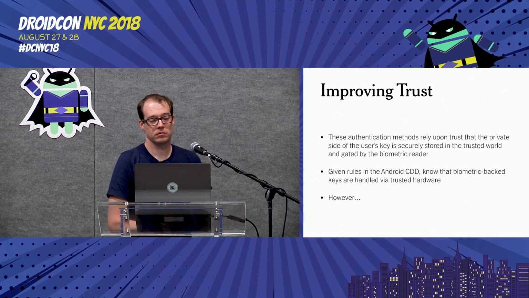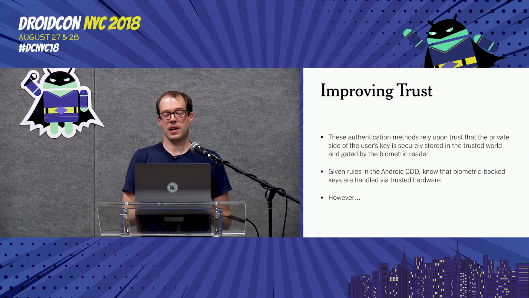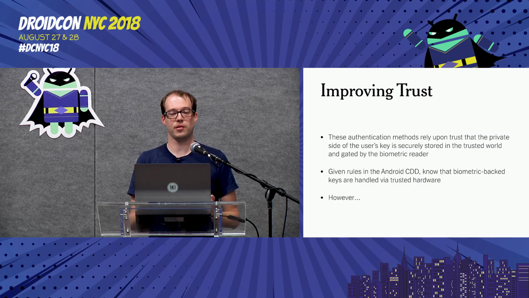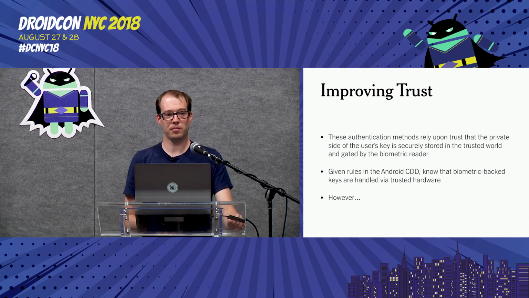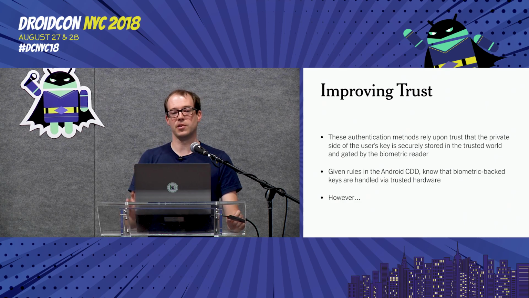So these methods kind of rely upon some trust that the private side of the user's key is securely stored in the trusted world, in the trusted execution environment on the device. So this is a separate processor or a separate portion of the processor running a separate kernel. There's actually an operating system called Trusty that runs. It's part of AOSP that governs the trusted side of the world. And so if your device is rooted or the kernel is compromised, whatever happens in the trusted world is not.